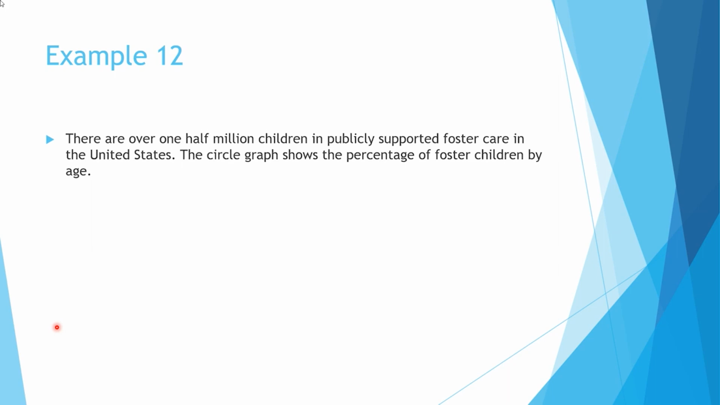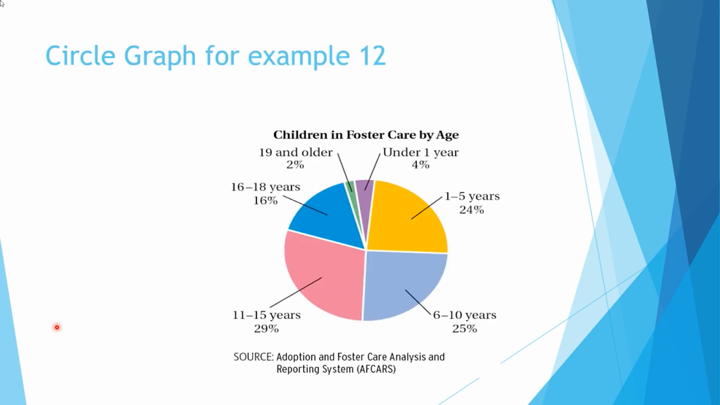All right, now let's look at a circle graph. And here, the circle graph says there are over 1.5 million children in publicly supported foster care in the United States. The circle graph, or sometimes called the pie chart, shows the percentage of foster children by age. Here it shows it by age. Sometimes there might be a color key. Sometimes percents are given, sometimes they're not.